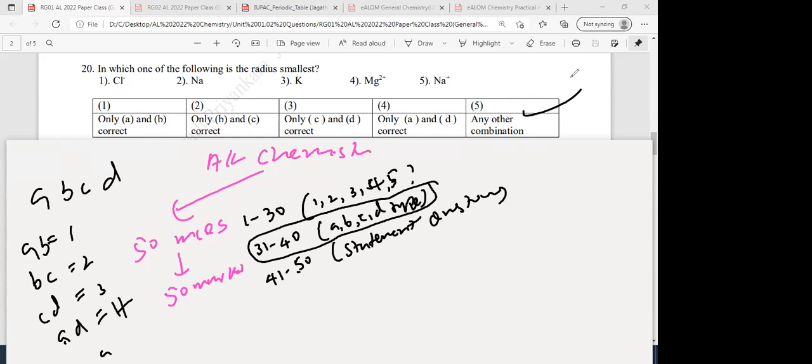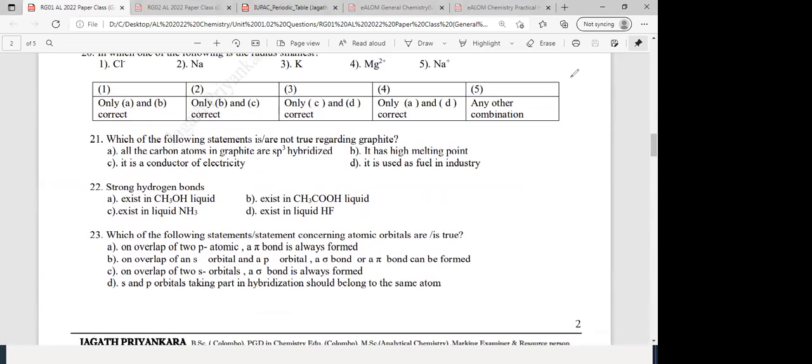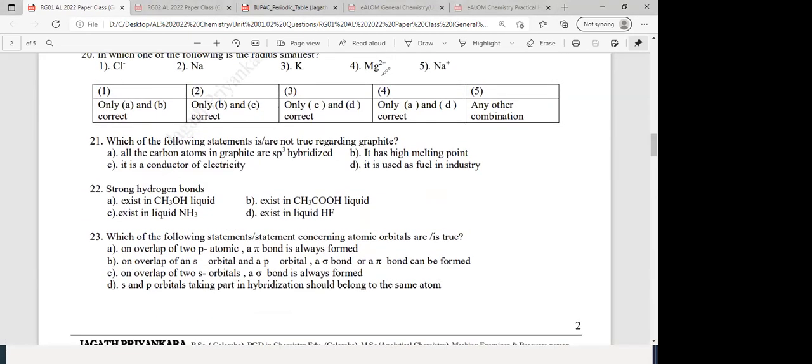Then question number 21, regarding graphite. You can put A, B or B, C like that, or else you can look at the table, the instruction given, and post the answer. Whatever method is convenient. If you can't remember, in this table A, D correct, the answer is 4th. So you can just put 21, fourth answer. Okay, let's see one by one.